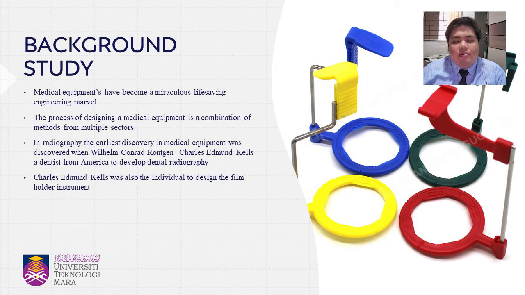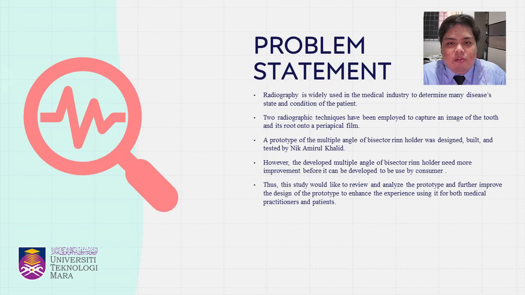In radiography, the earliest discovery for medical equipment was found by Wilhelm Conrad Röntgen. So Wilhelm in 1895 accidentally produced an image casting from a cathode ray generator. This discovery shook the medical world and reached multiple medical practitioners around the world, including a dentist from America called Charles Edmund Kells. Charles Edmund Kells is widely known as one of the first few people to develop dental radiography equipment in the dentistry industry. Charles Edmund Kells is also the individual responsible for creating the film holder instrument, which is still being used until today. Now I will begin talking about the problem statement for this project.